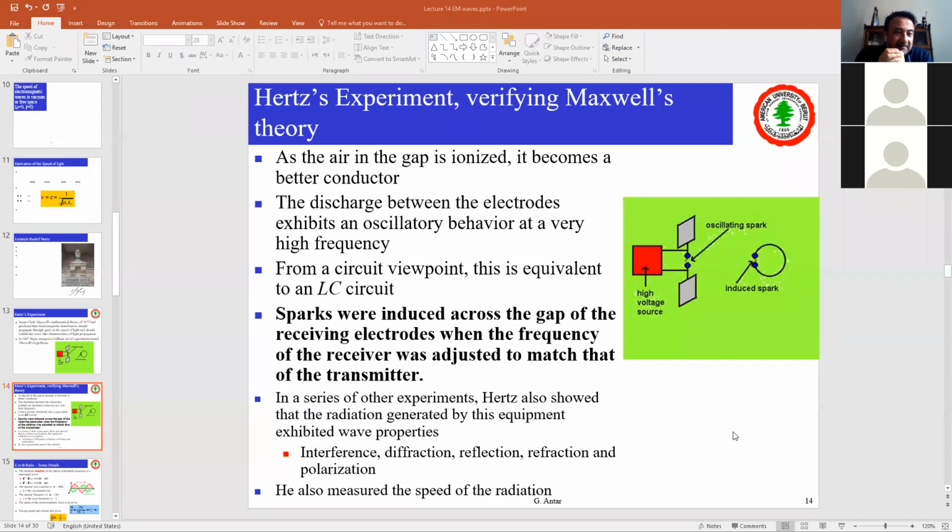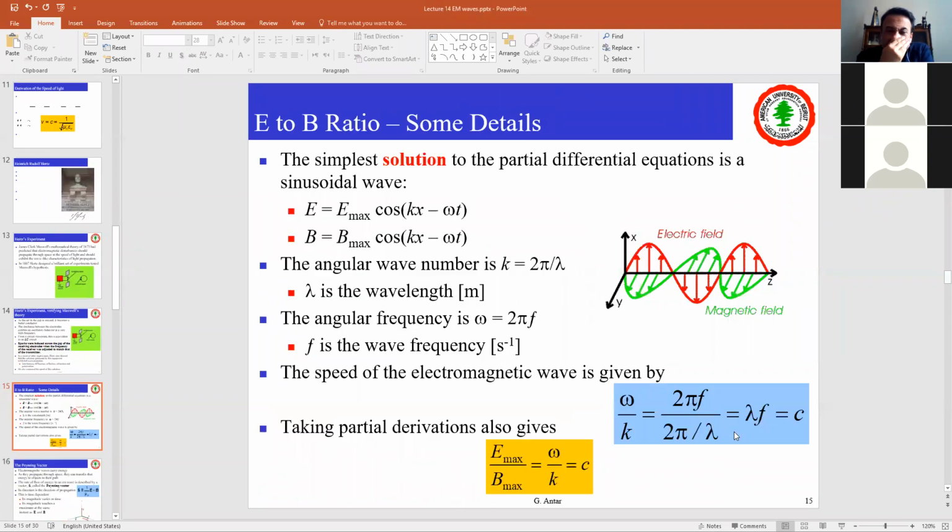And this is how experimentally it is demonstrated that Maxwell's equations describe electromagnetic waves: the electric field variation on the emitter propagated in space to the receiver and also generated an electric field there. And he also tried to measure the speed of this radiation.